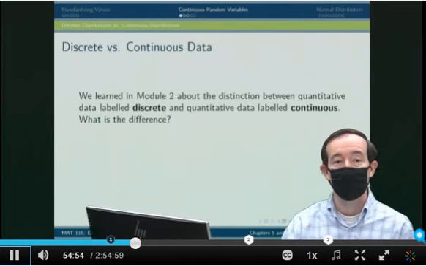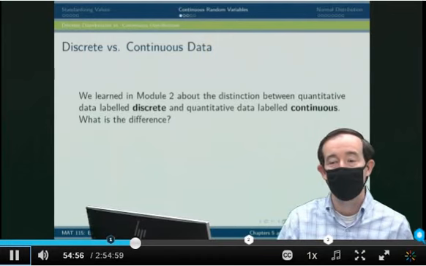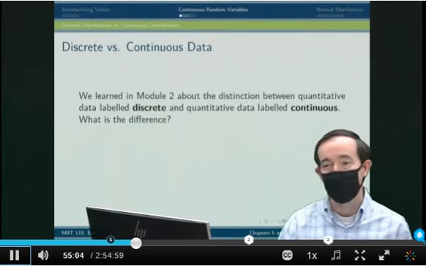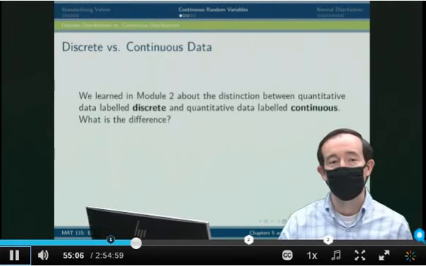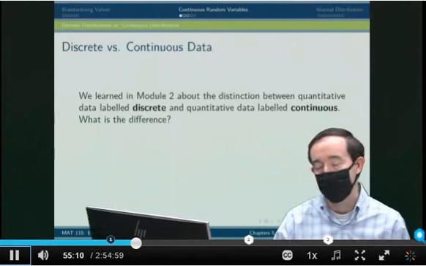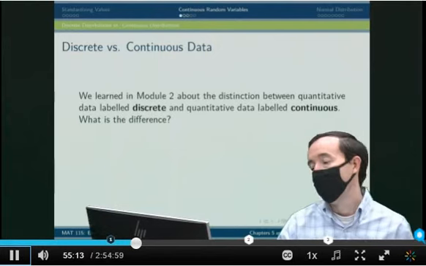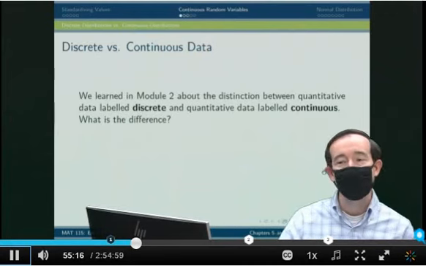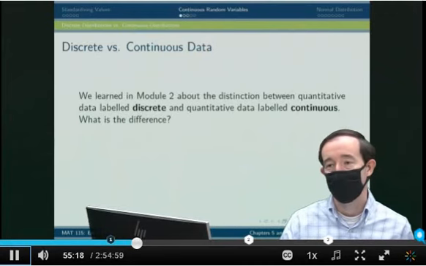If I'm talking about how much money I'm charged at a cash register, that's technically a discrete value because they're not going to charge me 1.5 cents. They might charge me 1 cent, 37 cents, 23 cents, but there's not going to be a fraction of a cent that I actually pay them at the cash register. So that's discrete data. And continuous, on the other hand, can take on any value in a range.